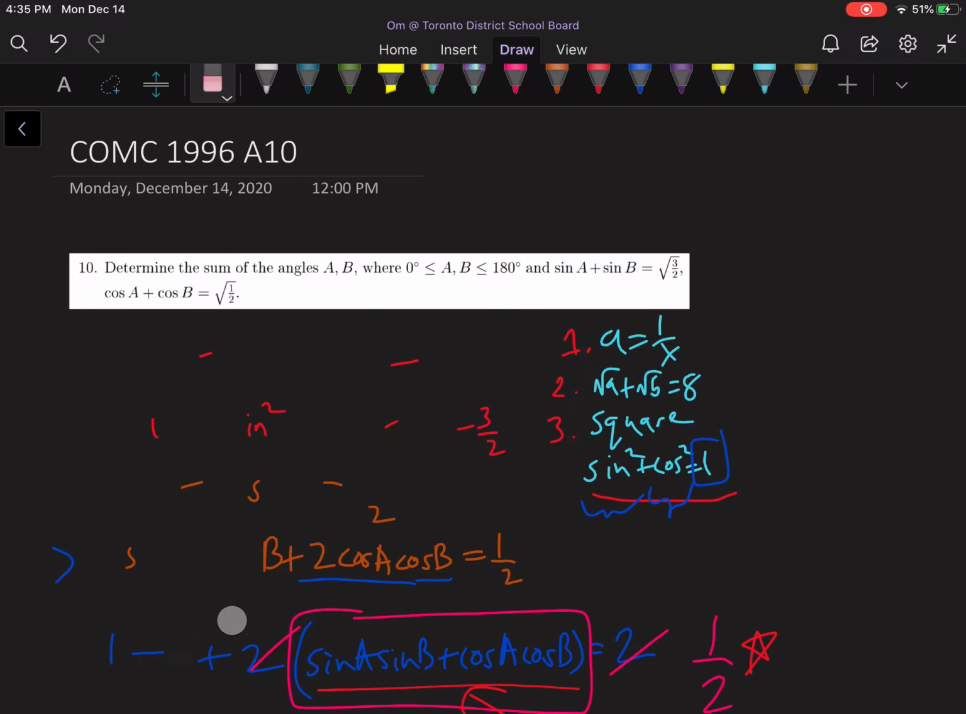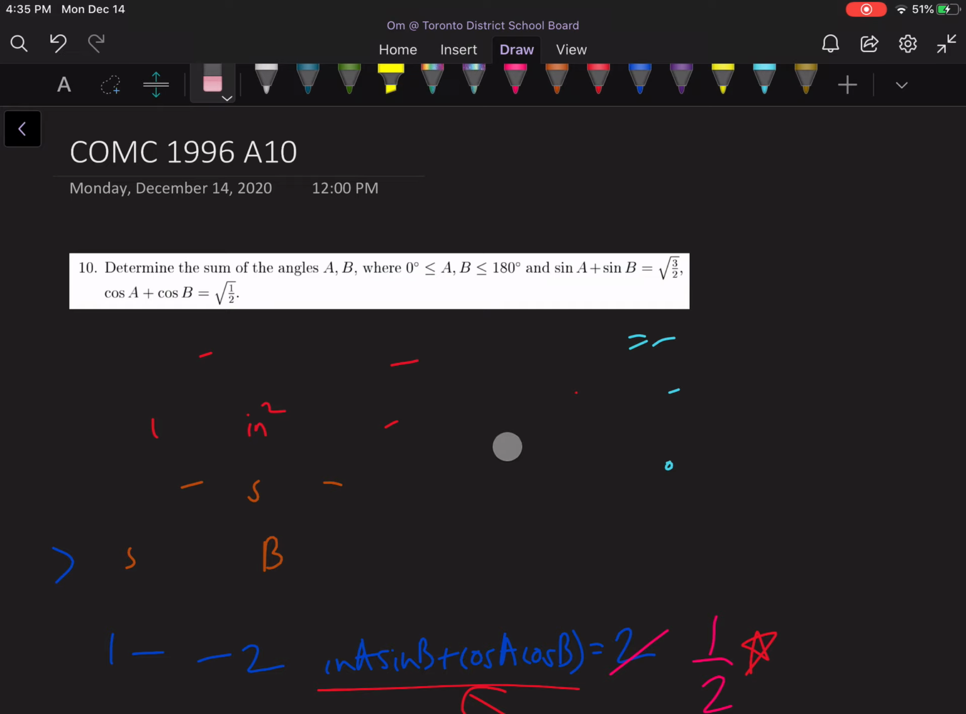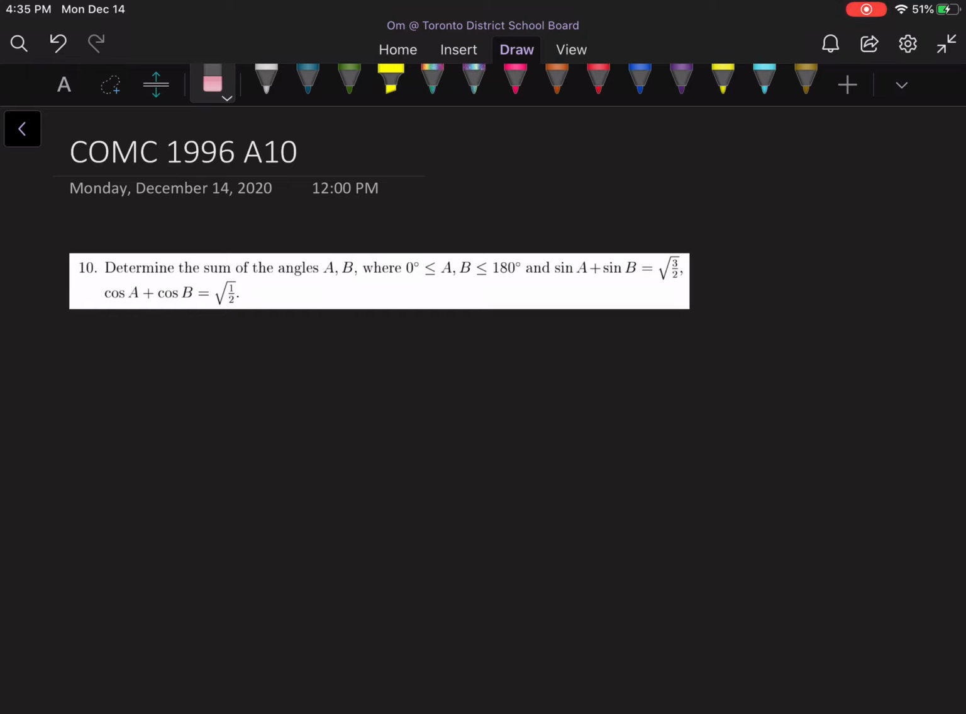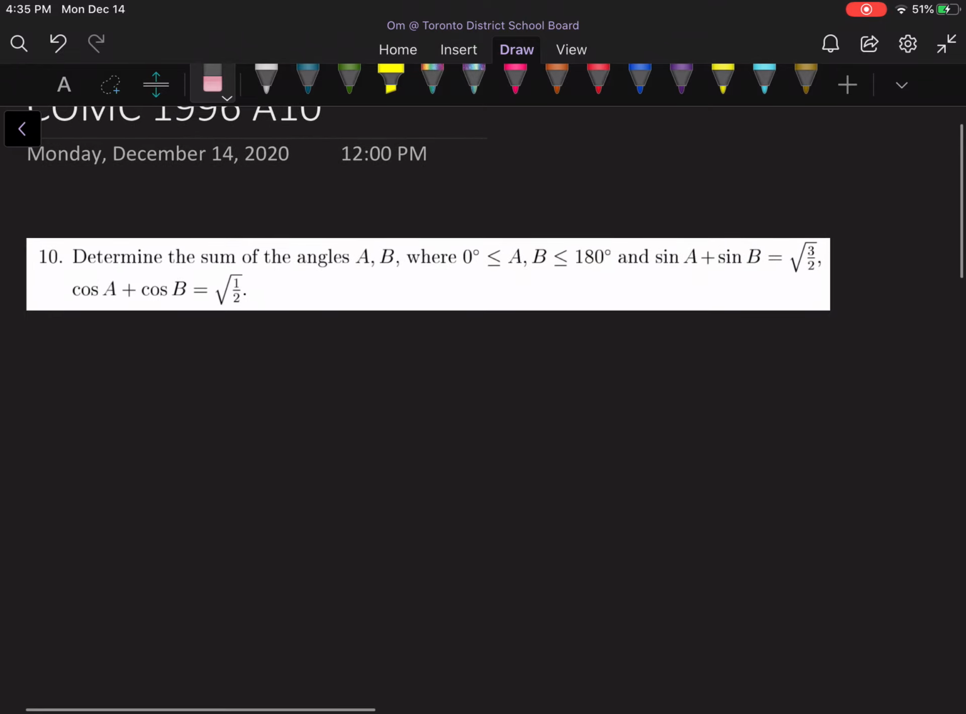Here, let me just raise this up a bit. We have a question from the CUMC, 1996, question A10. The question states: determine the sum of the angles a, b, where a and b are between 0 and 180 degrees inclusive. Sine a plus sine b equals root 3 over 2, and cos a plus cos b equals root 1 over 2. How do we solve this?